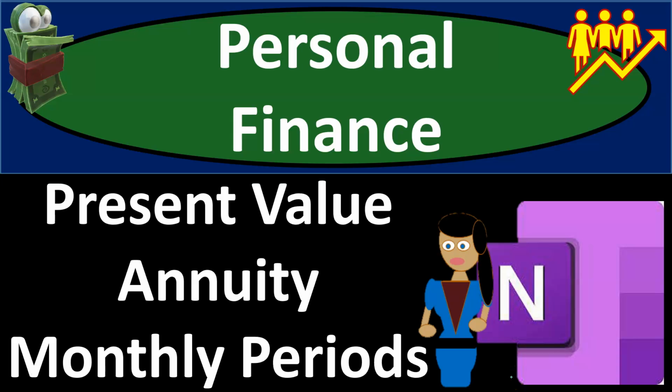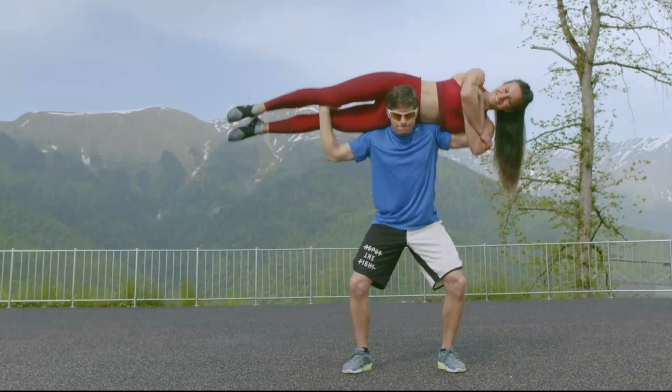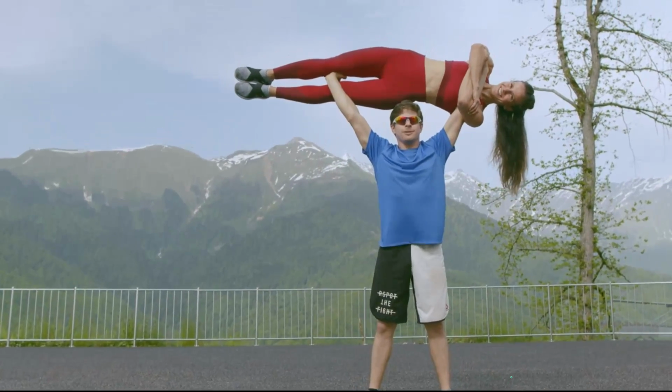Personal finance practice problem using OneNote. Present value of an annuity calculation using monthly periods as opposed to yearly periods. Prepare to get financially fit by practicing personal finance.